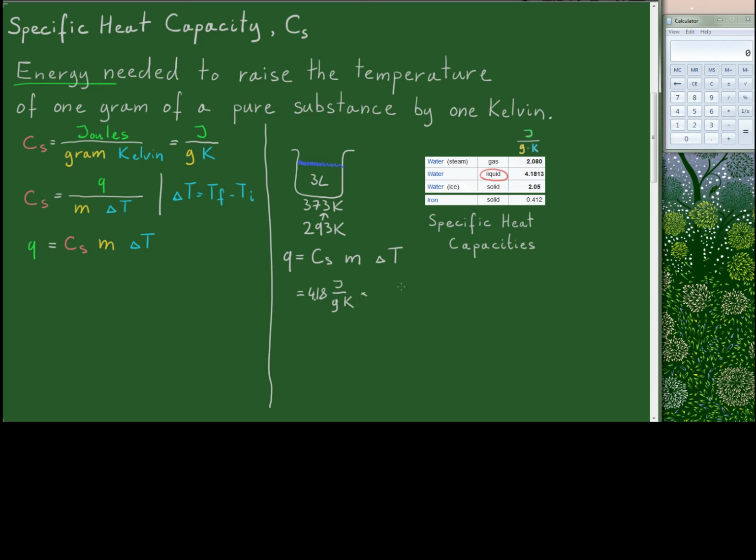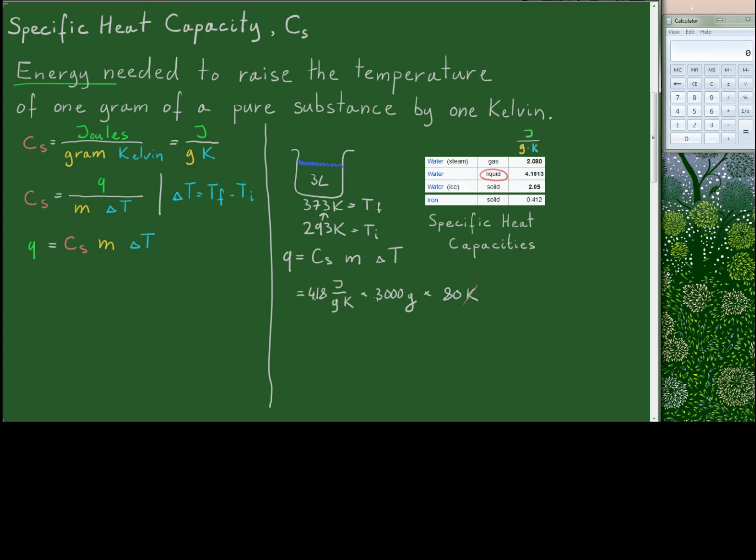And the mass, well, I said I had 3 liters of water. If we assume the density of water to be 1 gram per cubic centimeter, then 3 liters would be 3,000 grams. And delta T, well, temperature final is 373. So this is TF, and this is TI. So 373 minus 293 is 80 Kelvin.